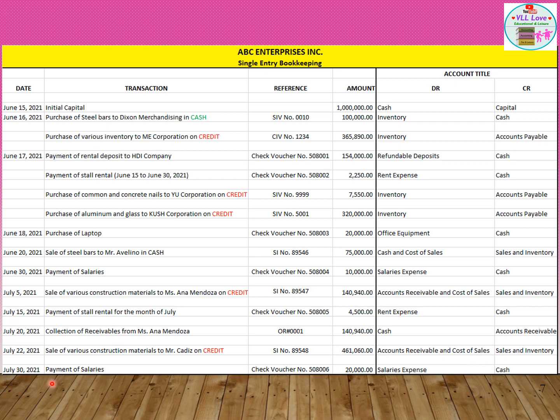Last one, on July 30, ABC Enterprises paid salaries to his employees in the amount of 20,000. So the accounts affected are salaries and cash.